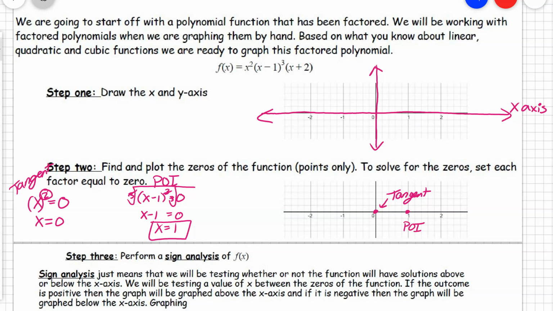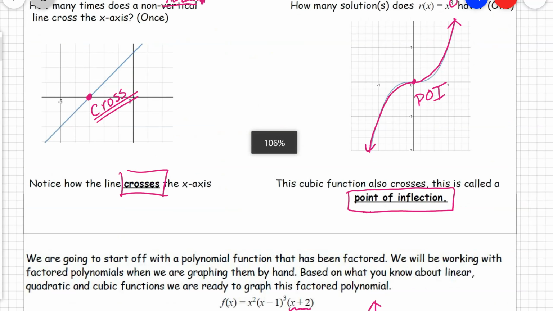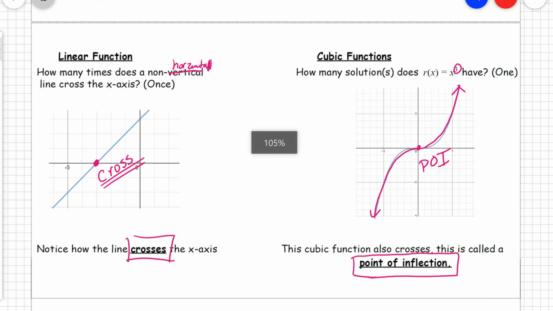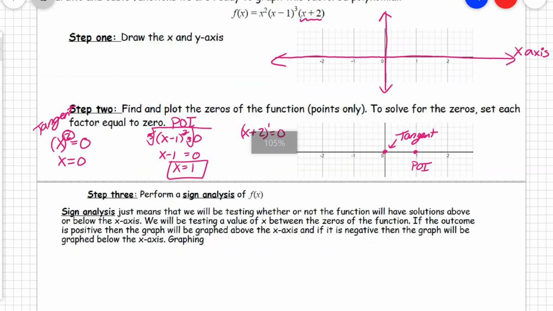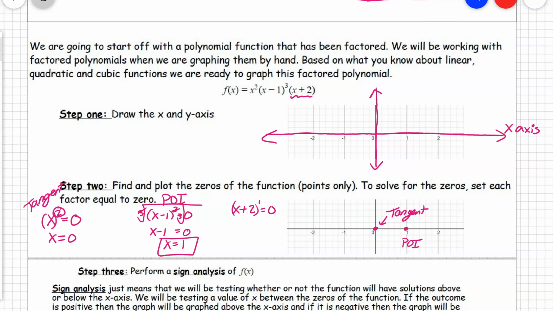All right, now our last factor, because it's already in factored form for us, is to the first power. So if you go up, you can take a look. If it's to the first power, that means it's going to cross. So if I know that it's going to cross, we just need to see what that x value is going to be, which in this case is x equals -2. And that's going to cross.